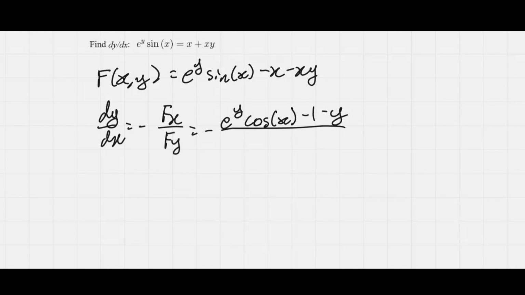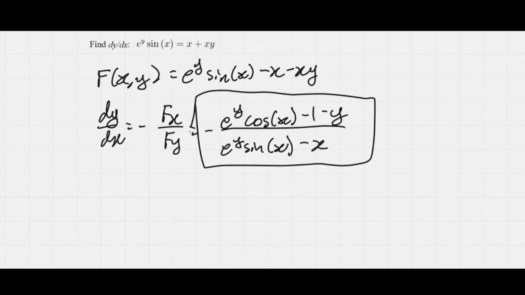Our partial with respect to y, well, that e to the y sine x is going to stay the same, right? e to the y sine x is going to stay the same. And then the negative x, that's going to be 0 because that's a constant. And then we're going to have negative x in the denominator. And so that is going to be our answer, basically, right? Our answer is going to be negative e to the power of y cosine x minus 1 minus y over e to the power of y sine x minus x. And that is basically our basic idea, right? And so that is our answer.